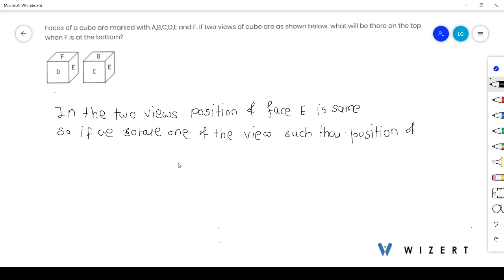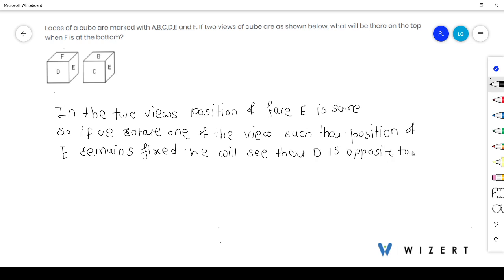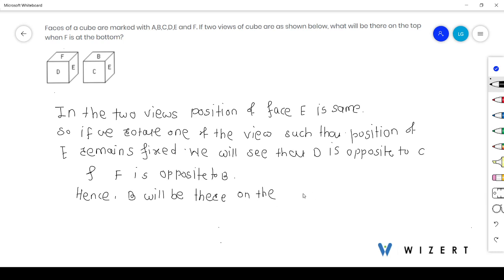position of E remains fixed, we will see that D is opposite to C and F is opposite to B. Hence, B will be there on the top when F is at the bottom.